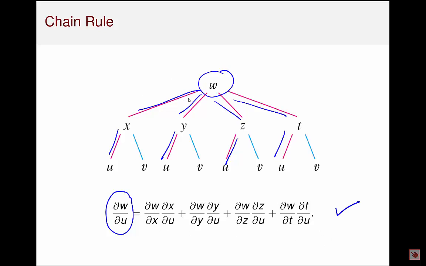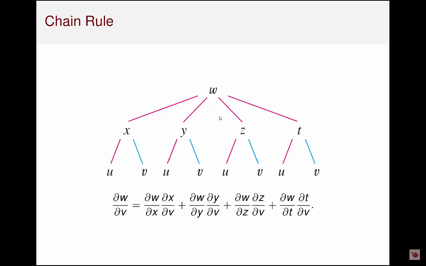So basically, as we go down each branch, we pick up the corresponding partial derivatives and multiply them together, and that will give us an expression here on the right hand side. Okay, likewise, using the branches leading to the variable v, we'll get a chain rule expression for dw/dv.